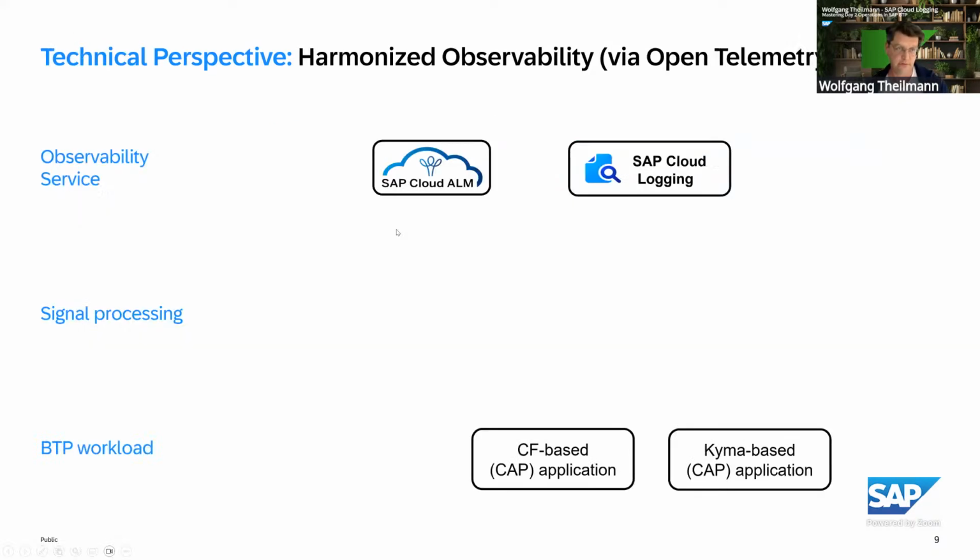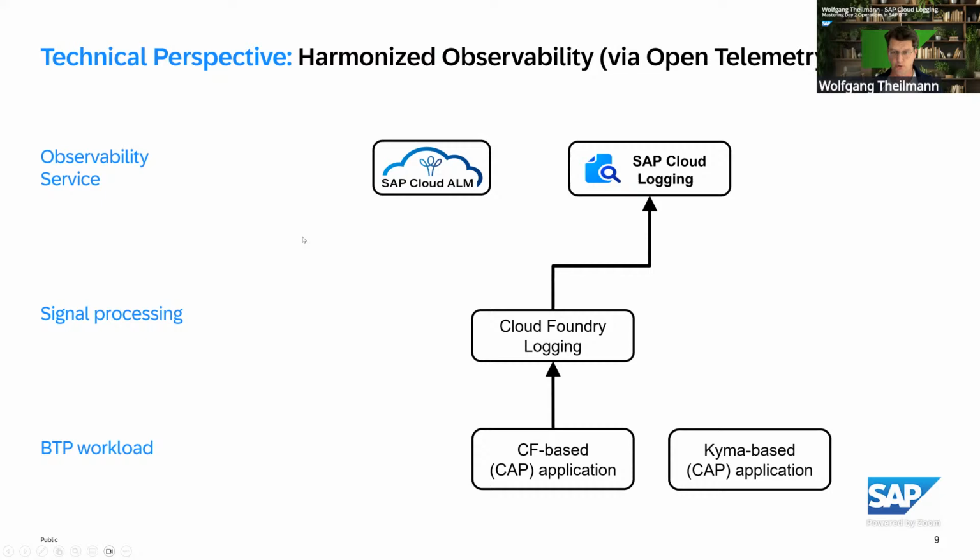The last perspective is the technical perspective. I already mentioned briefly this notion of OpenTelemetry, but you also used observability years before OpenTelemetry arrived. So this slide is a simplified view, but shall give you an insight into how, from your applications, which are down below, for example Cloud Foundry-based applications or Kyma-based applications, observability signals data eventually reaches Cloud ALM or Cloud Logging.